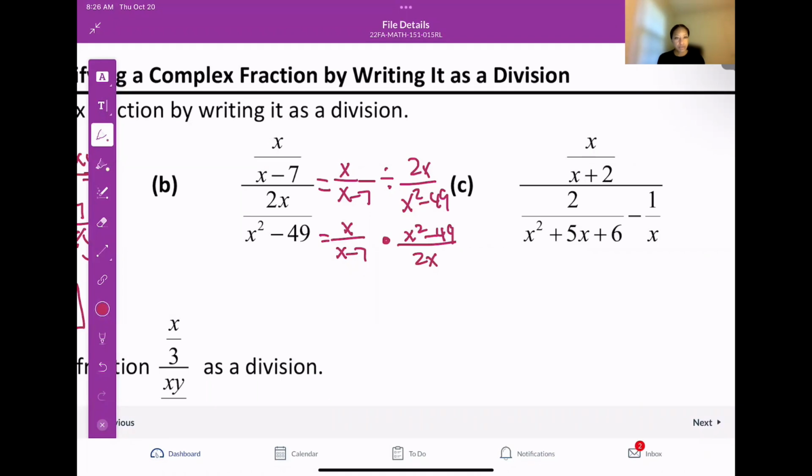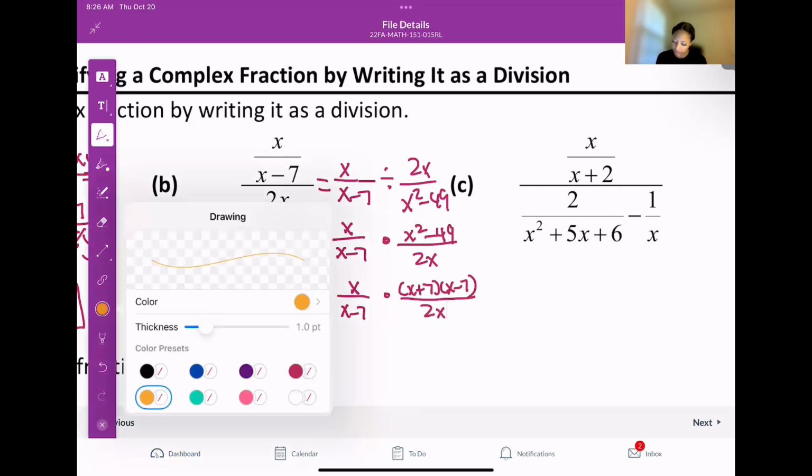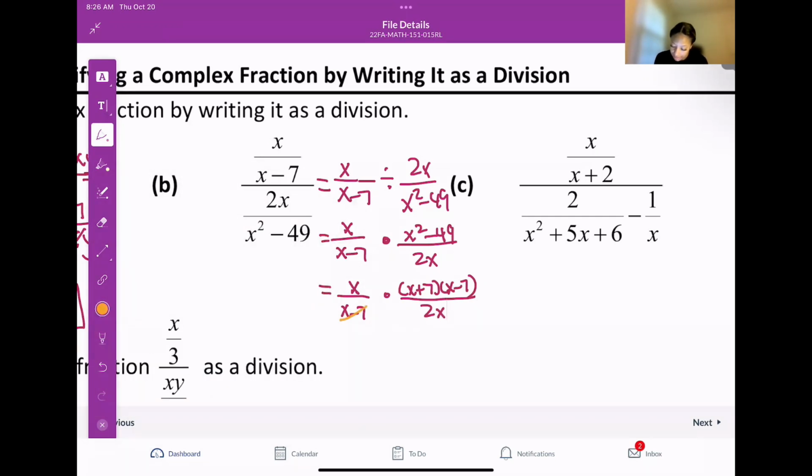Then what do we do with these types of problems? Factor as much as you can, cancel out any common factors, and multiply. This would be x over x minus 7 times x plus 7 times x minus 7 over 2 times x. So I'm going to use a different color to cancel. One, we can cancel out the x minus 7s. We can also cancel out an x. And then we would be left with x plus 7 over 2 as our answer.